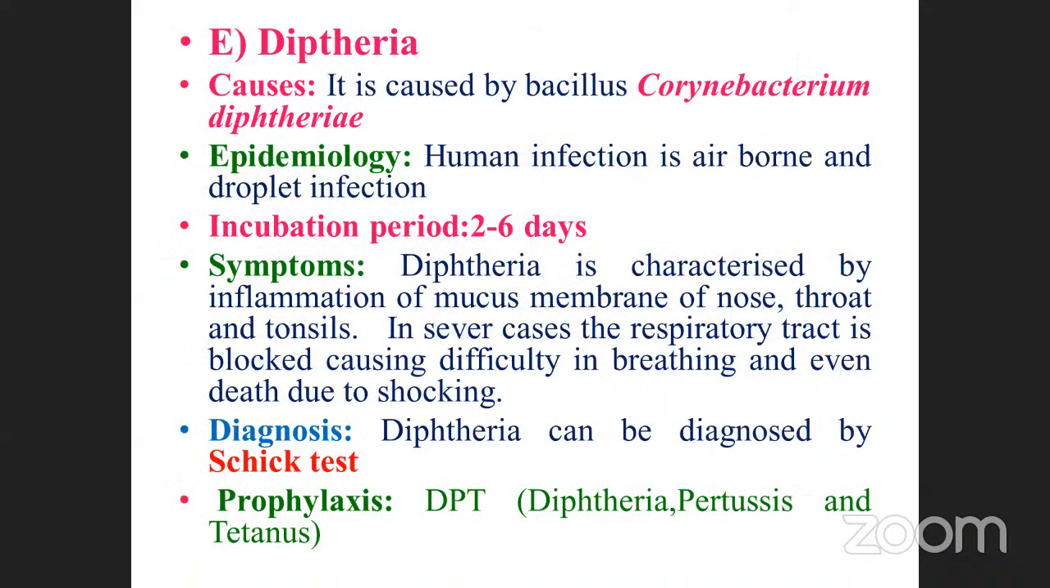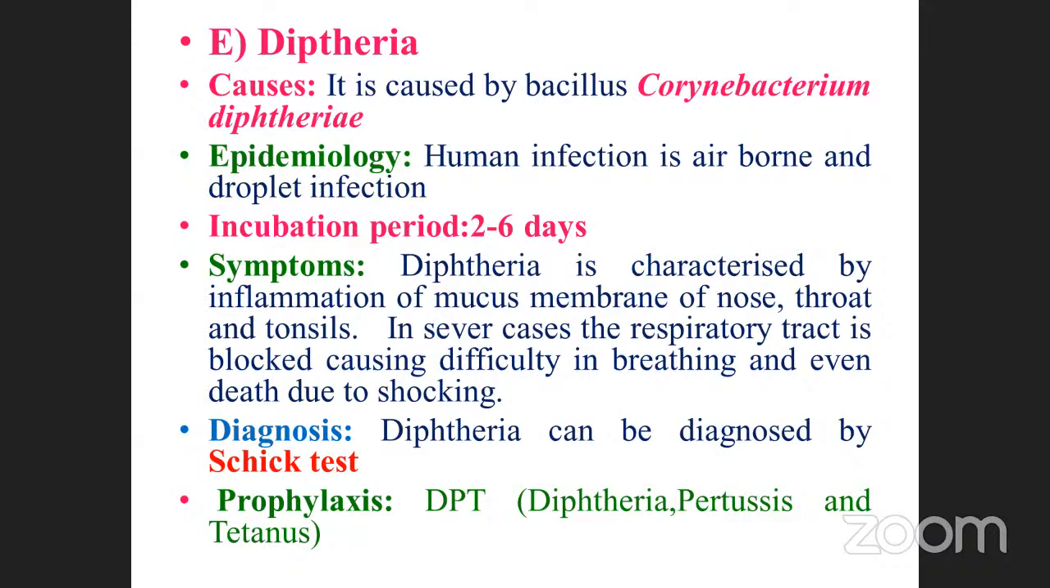Today we will finish up to this level. Diphtheria. It is caused by a bacillus, Corynebacterium diphtheriae. Regarding the epidemiology, human infection is airborne and also droplet infection, similar to TB and pneumonia. The incubation period is also similar, 2 to 6 days.